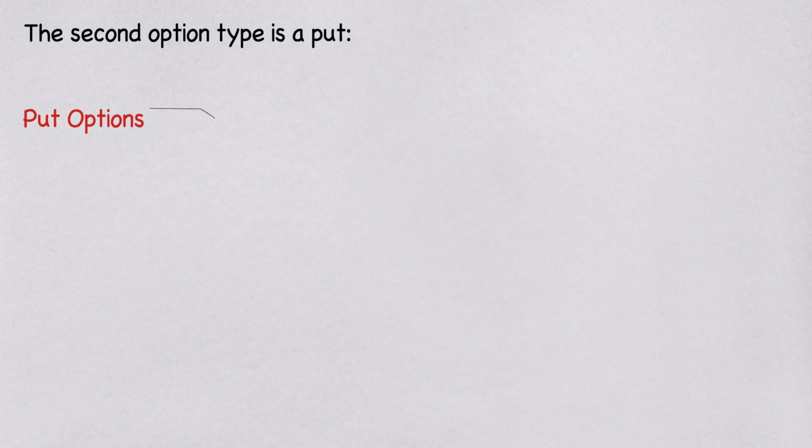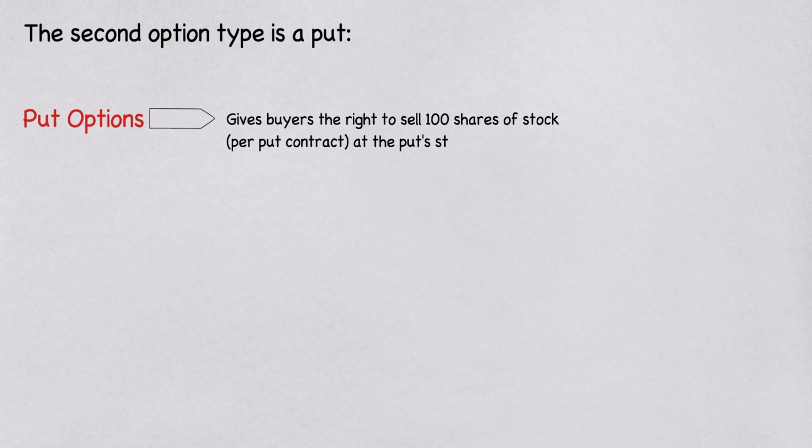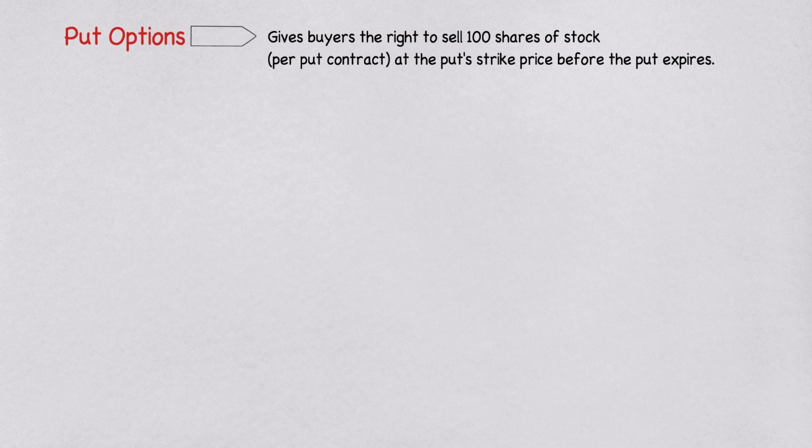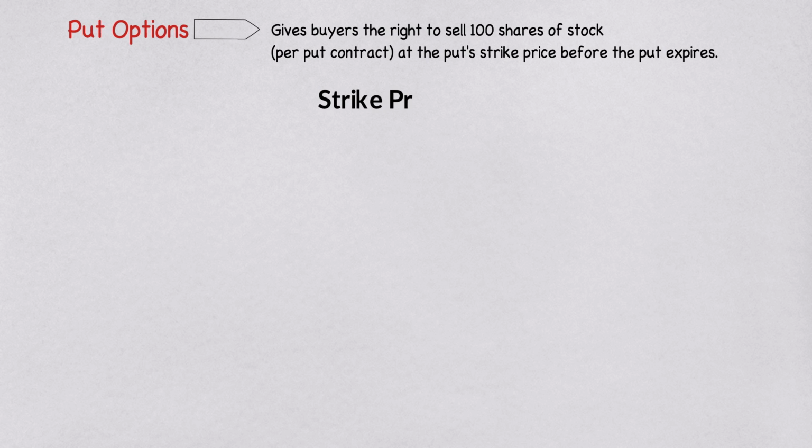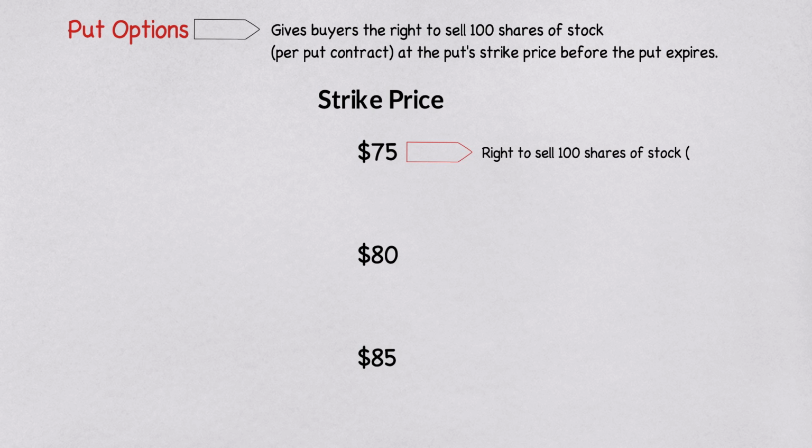So now that we've talked extensively about call options, it's time to get into the second option type, which is a put option. Now, a put option is basically the exact opposite of a call option because a put option gives the buyer the right to sell 100 shares of stock per put contract at the put's strike price before the put expires. So, for example, if we have a put with a strike price of $75, that option holder has the right to sell 100 shares of stock per put for $75 a share before the put expires.